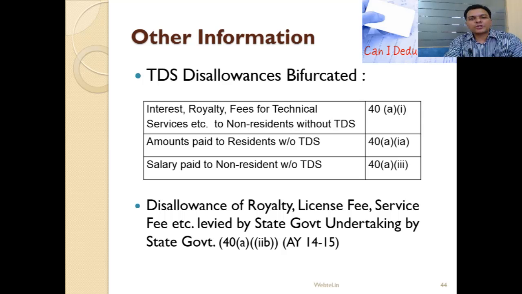Then also we have to show disallowance of royalty, license fee, service fee, etc. levied by state government undertaking by state government. This is a new field which is applicable from assessment year 14-15. So if there is any disallowance for that, we need to show it separately.